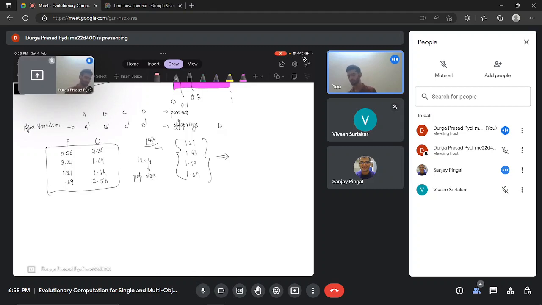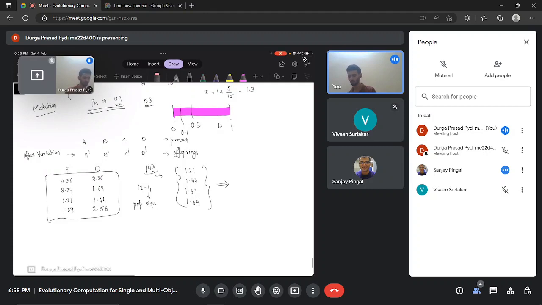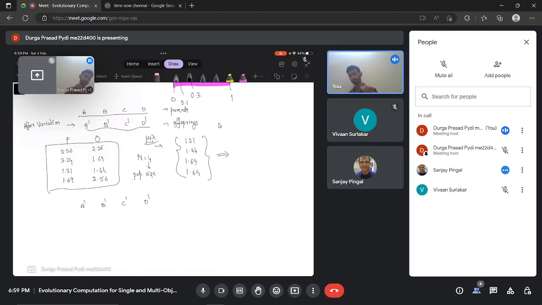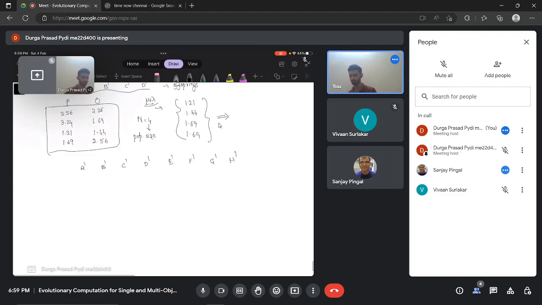The other strategy you can use is this: why do you have to generate just 4 offsprings? Instead of 4, you generate more, say 8. So now you'll have A dash, B dash, C dash, D dash, and again you use A, B, C, D and operate crossover and mutation. Since it is a stochastic process, you'll get new random numbers and generate new solutions, something like E dash, F dash, G dash and H dash. From these, you select the best 4.